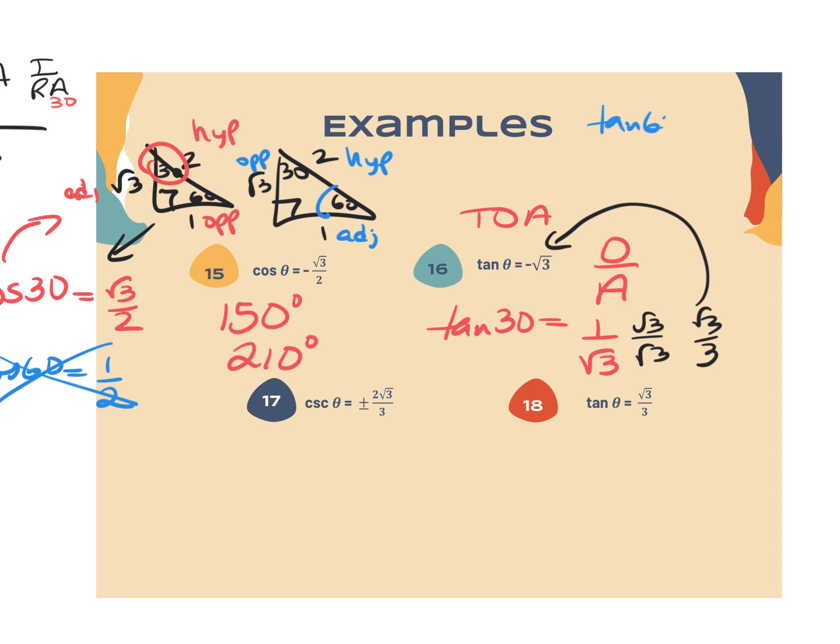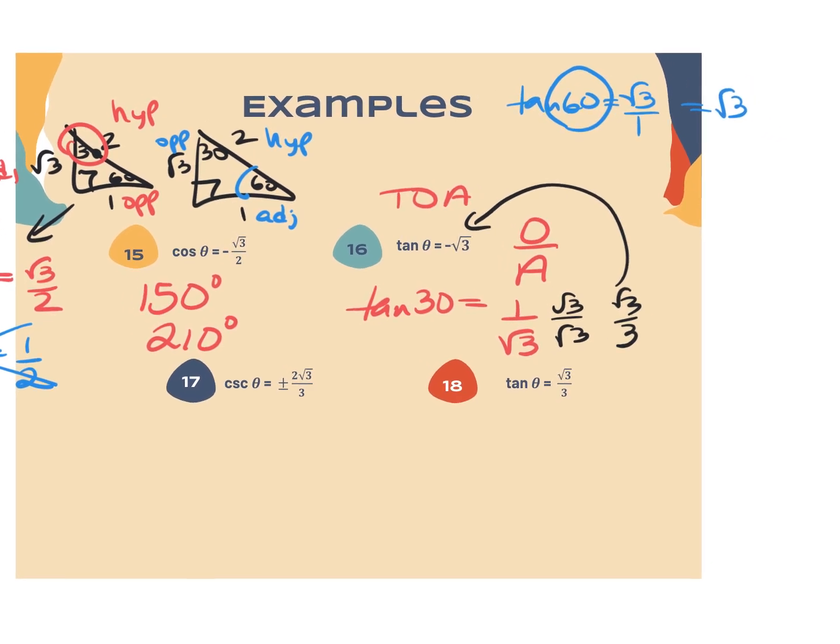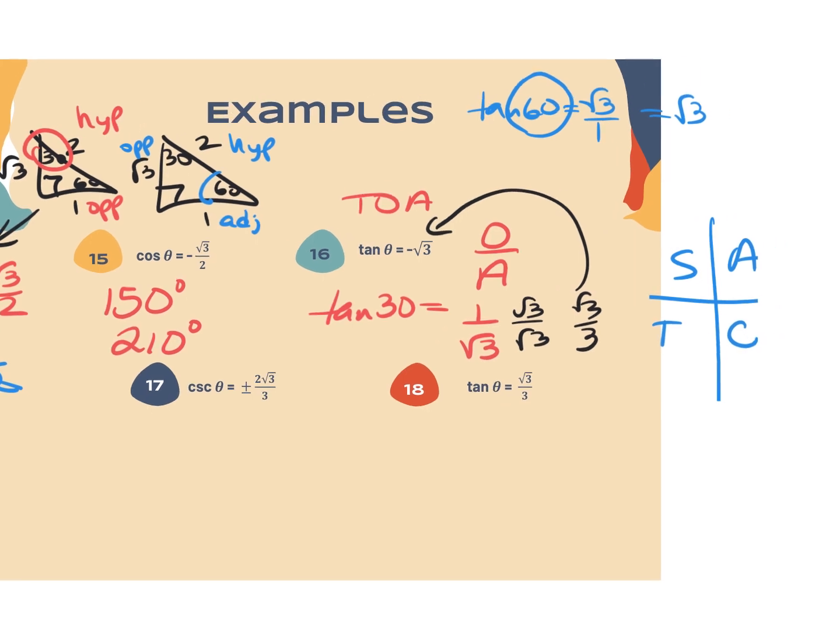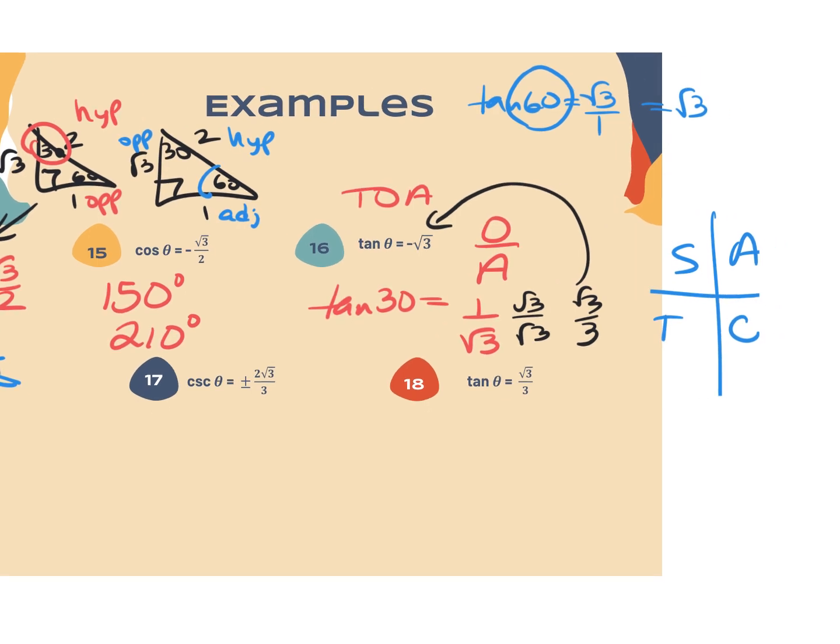Tangent of 60. Opposite is square root 3. Adjacent is 1. Tangent of 60 equals the square root of 3. So 60 is my reference angle. So now if I do my all students take calculus, I'm looking to see which quadrants tangent is negative. It'll be negative here and here.